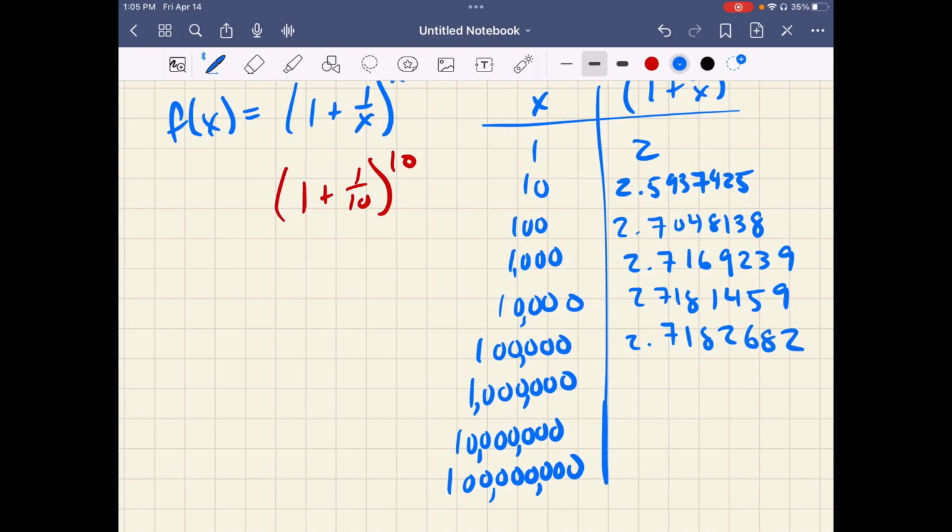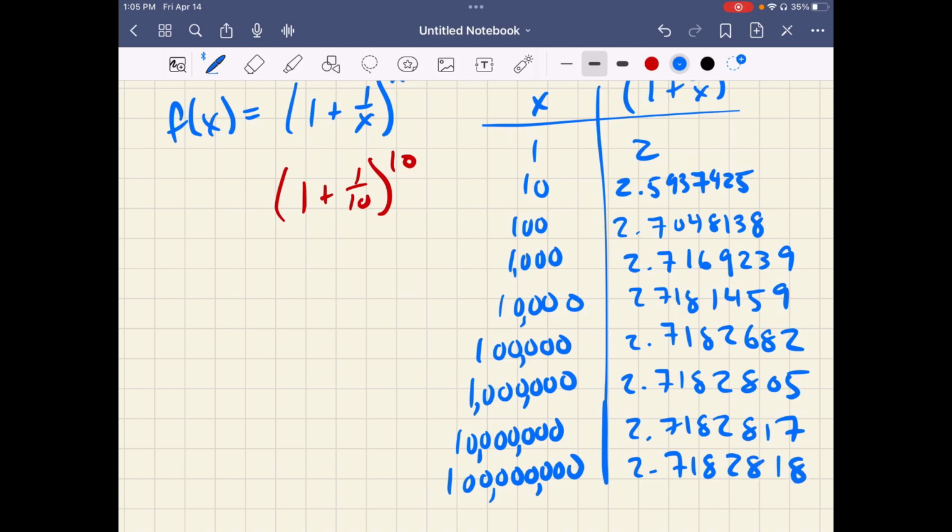If I plug in the 100,000, I get 2.7182682. If I plug in the 1 million, I get 2.7182805. Plug in the 10 million, I get 2.7182817. And then finally, I plug in this 100 million, and I get 2.7182818.